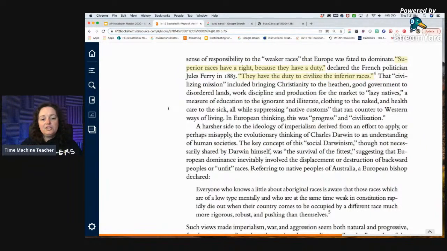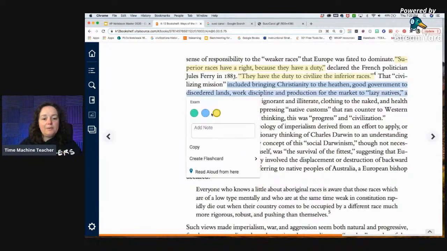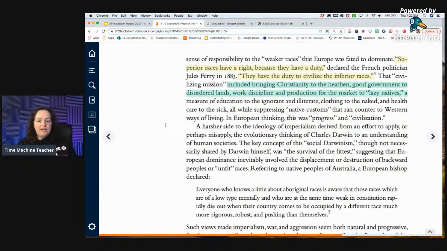That civilizing mission included bringing Christianity to the heathen, good government to disordered lands, and work discipline and production for the markets of lazy natives. So put down something about how they had the duty to bring Christianity, a better government, and discipline and production to the natives.